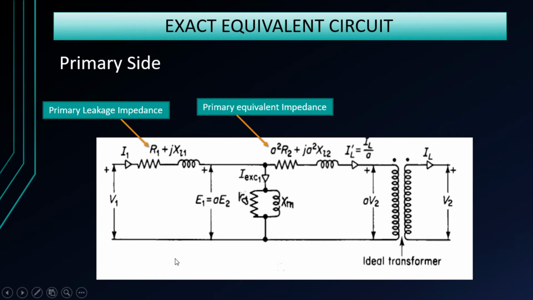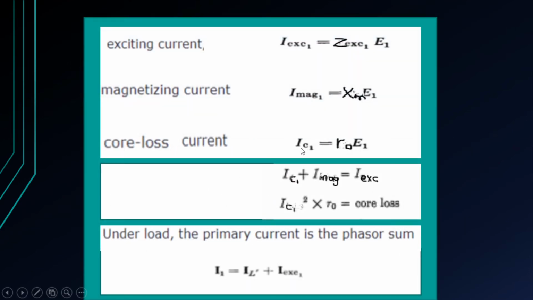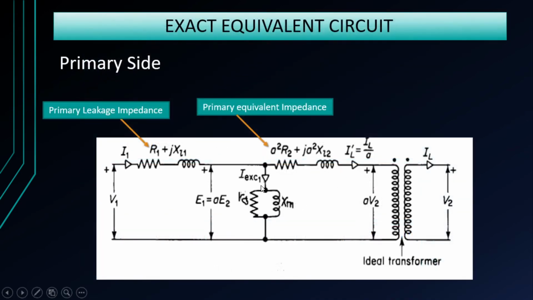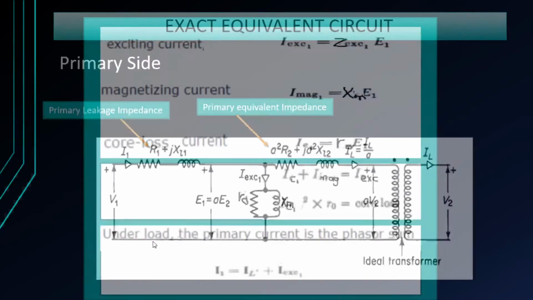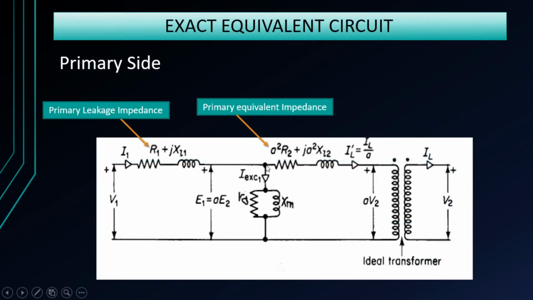Makikita natin yun dito sa circuit kapag ginamitan natin ng Kirchhoff's law. So, the core loss current is equal to E sub 1 over R0. Yan. Makukuha na natin yung core loss current. Meanwhile, for the exciting current using the nodal analysis, the core loss current plus the magnetizing current is equal to the exciting current. Makikita naman natin dito using nodal analysis.